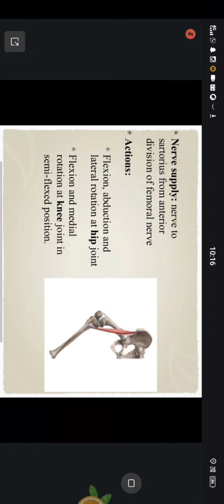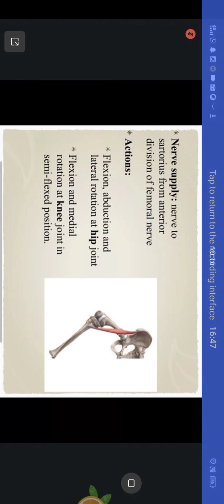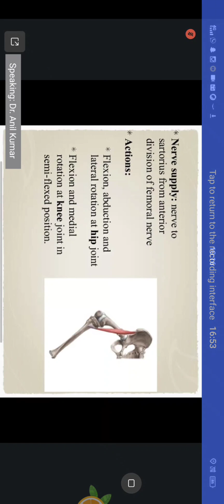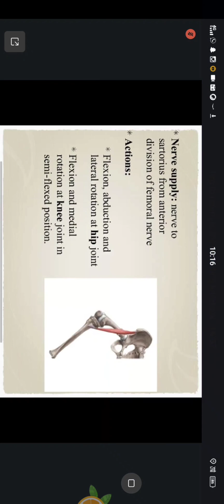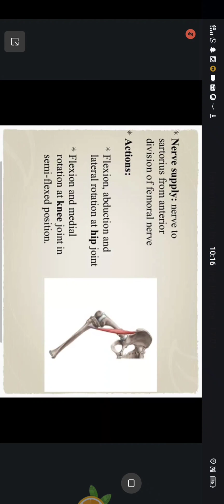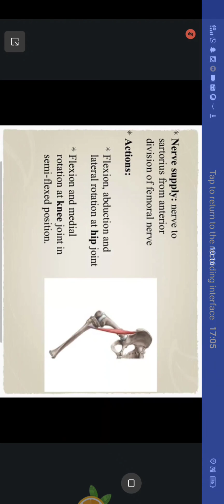Regarding its nerve supply, it is supplied by the nerve to sartorius, which is a branch of the anterior division of the femoral nerve. Regarding the actions of this muscle, mainly flexion, abduction and lateral rotation at the hip joint. Like that, flexion and medial rotation at the knee joint in semi-flexed position.